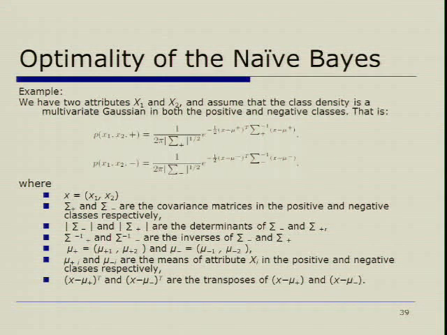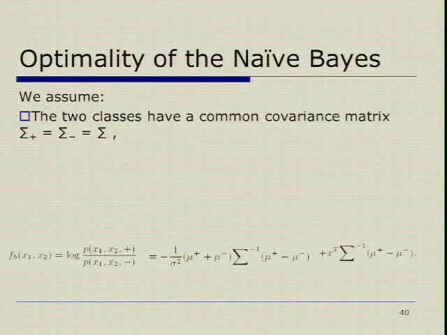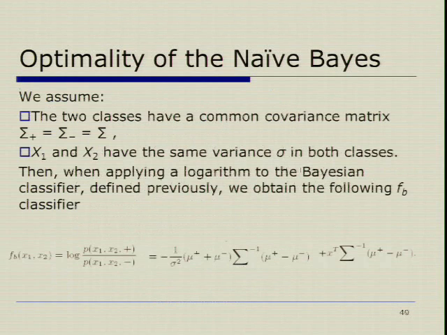Okay. Now, let's assume we have two classes. Let's assume in this particular case that both of them have a similar or common covariance matrix. That's an assumption, right? It may not be the case. But sometimes you make these assumptions to make life easy for ourselves. So now we also assume that x1 and x2 have the same variance, sigma, in each of the classes, right? Same variance.